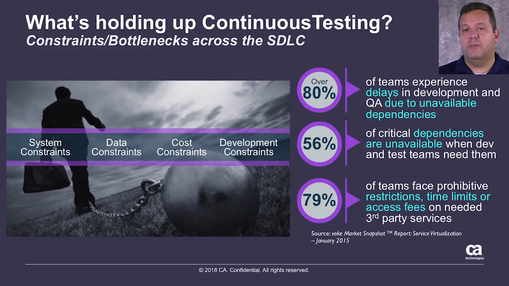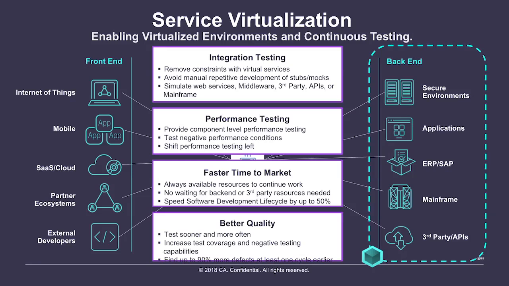In a recent Voke survey, over 80% of teams experienced delays in development and QA due to unavailable dependencies or systems. 56% of critical dependencies are unavailable when dev and test teams need them. 79% of teams face prohibitive restrictions, time limits, or access fees on needed third-party systems and resources. So how can we overcome that for continuous testing?